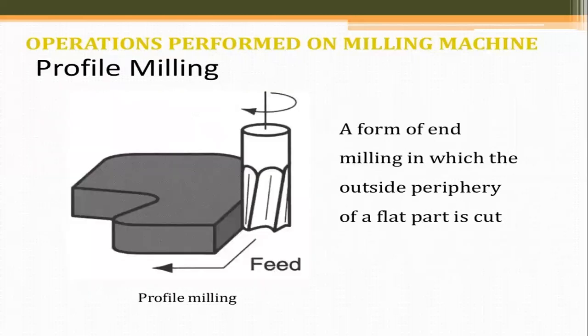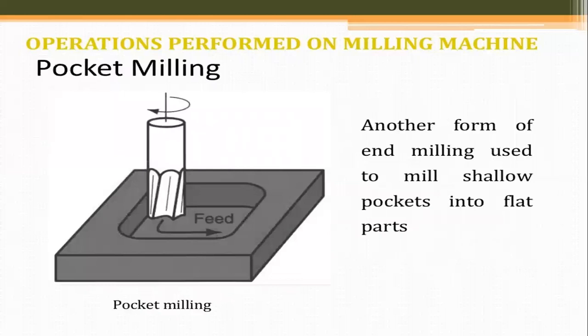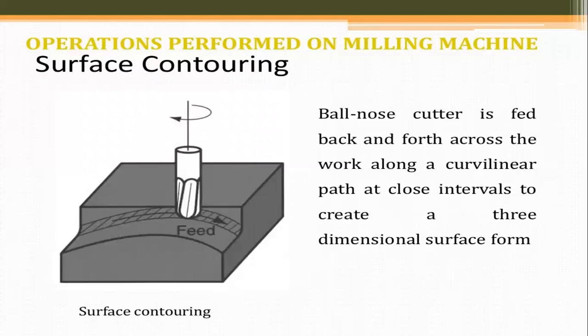Profile milling. A form of end milling in which the outside periphery of a flat part is cut. Pocket milling. Another form of end milling is to mill shallow pockets into a flat surface. We need a flat piece. If we need a pocket-sized object, at that time we will go for pocket milling. Surface contouring. A ball nose cutter is fed back and forth across the work along a curved linear path at close intervals to create a 3-dimensional surface form.